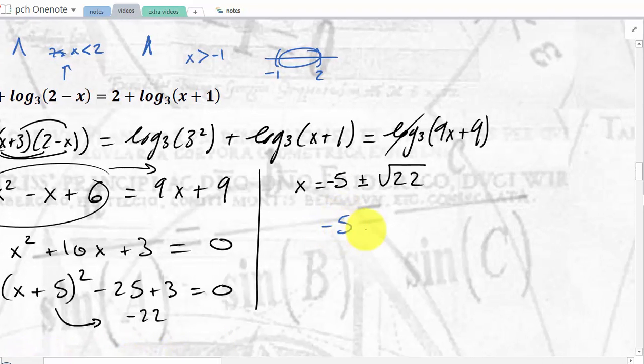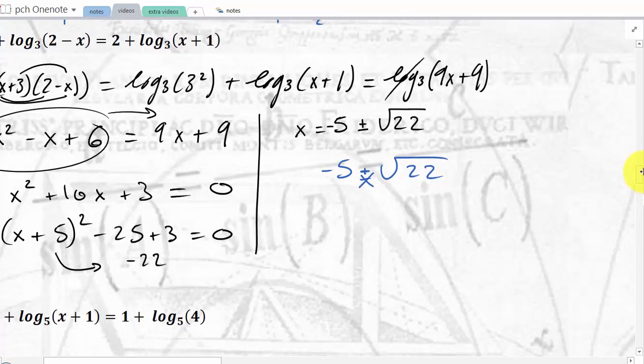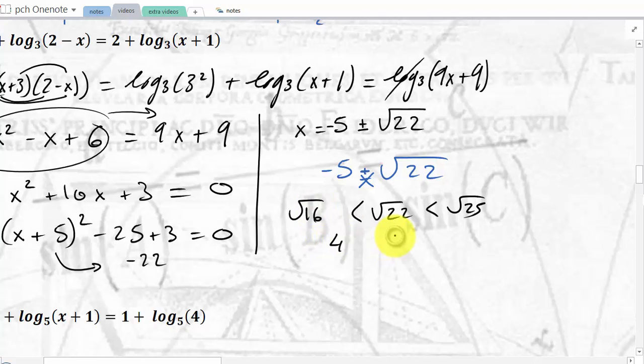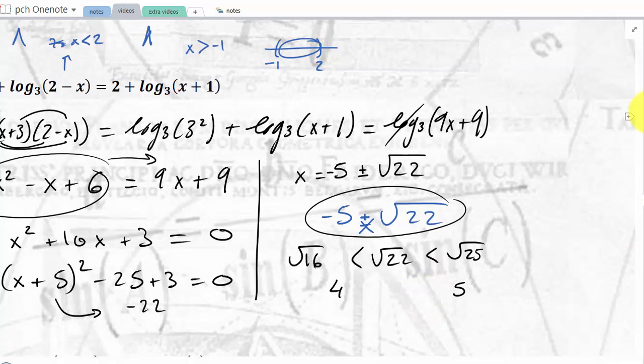I have negative 5 plus or minus square root of 22. So of course, we're getting rid of the minus. All right, negative 5 minus, okay. Now, negative 5 plus root of 22, I think that should make it. Let's think a little bit about this one. Root of 22 is between the root of 25 and the root of 16. So it's between 4 and 5, okay? 4 and 5. Therefore, if you do negative 5 plus a number between 4 and 5, you are going to be between negative 1 and 2, right?